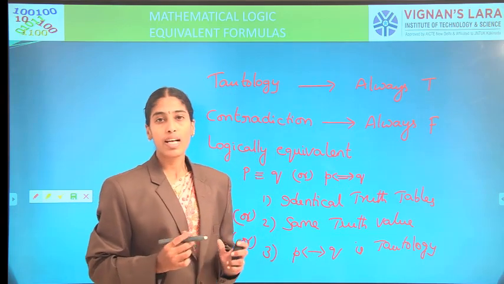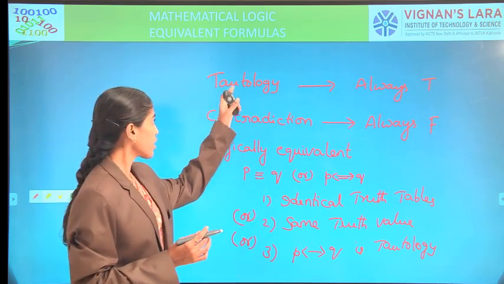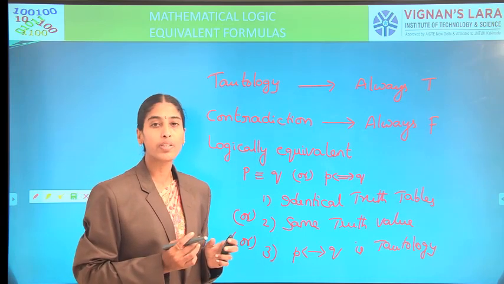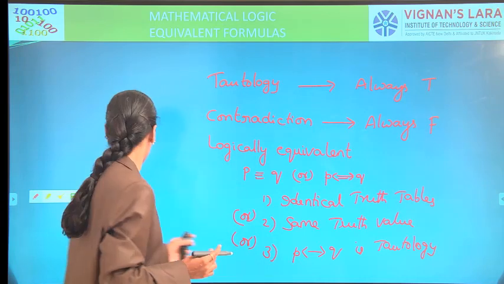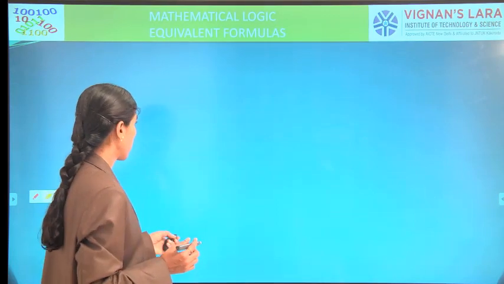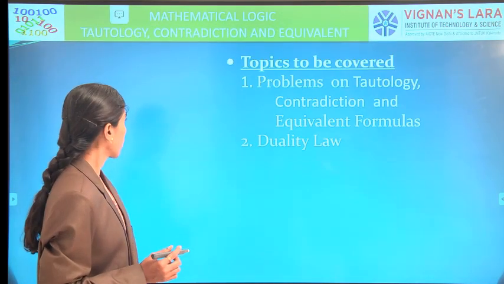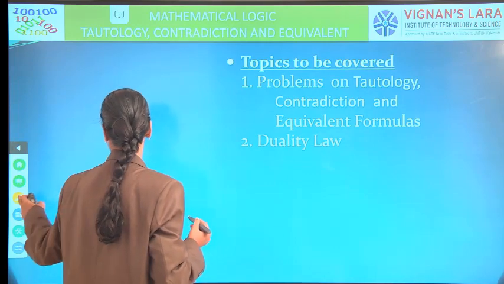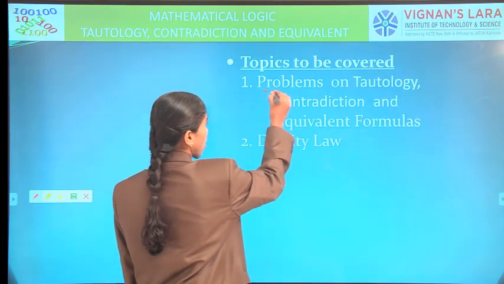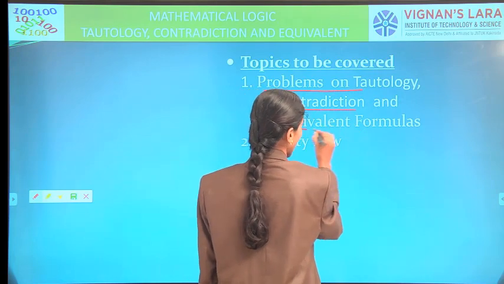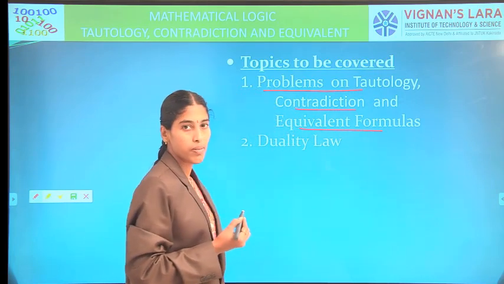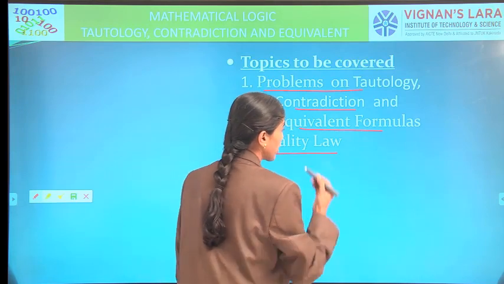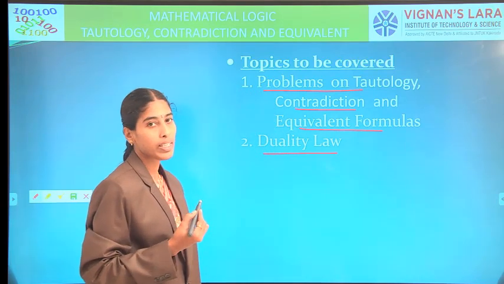Now in this class we will discuss the problems on these three: tautology, contradiction and logically equivalent using the truth tables. Topics to be covered in this class are problems on tautology, contradiction and equivalent formulas using the truth tables, and then we discuss the formula of duality law.